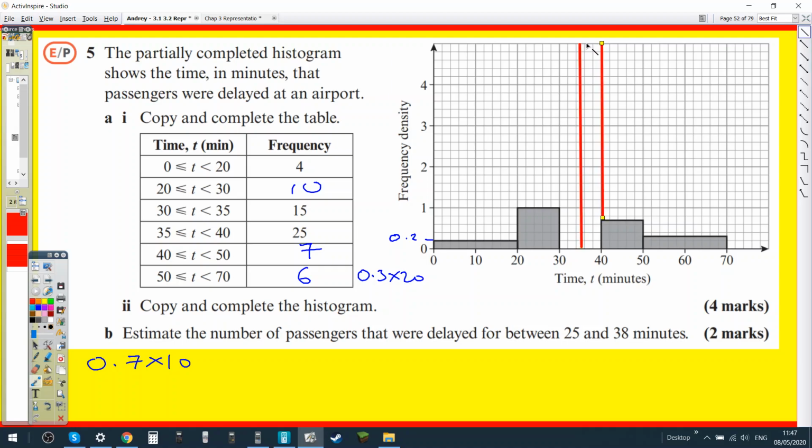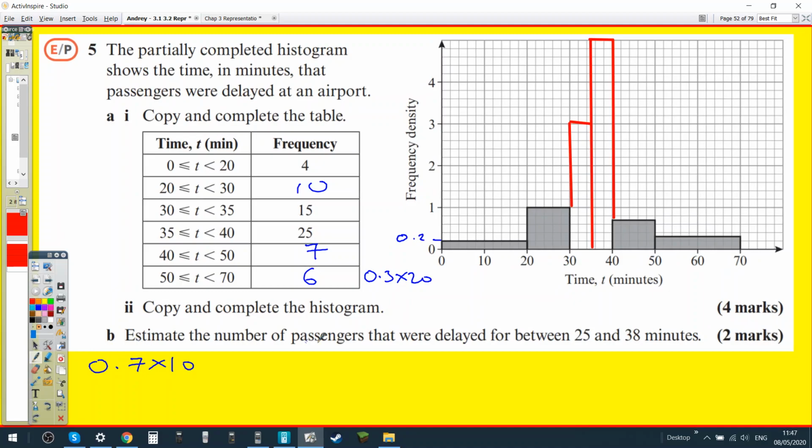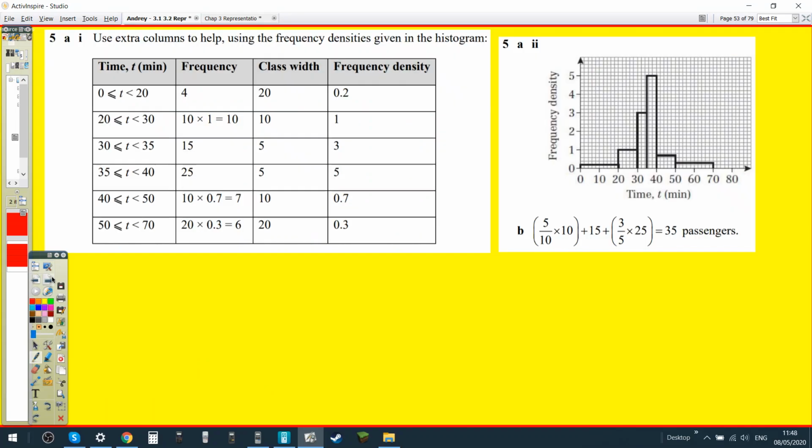And before that, for the 15, it would go up to 3. That's it. And histogram, no gaps. That looks good. And then estimate the number of passengers between 25 and 38. So it'll be half of that, all of that, and then a fraction of that. That part's okay.